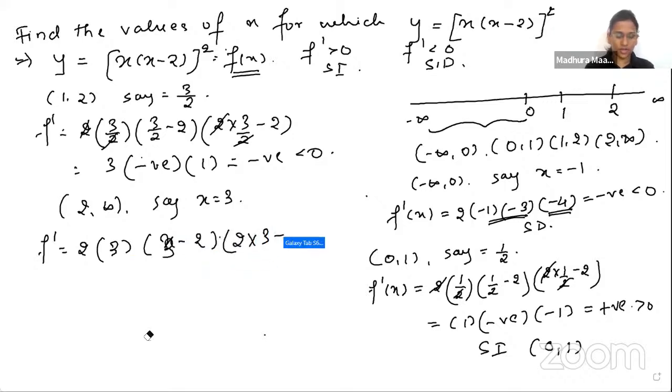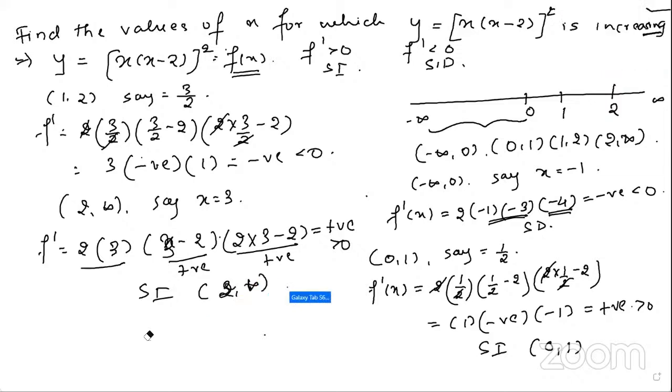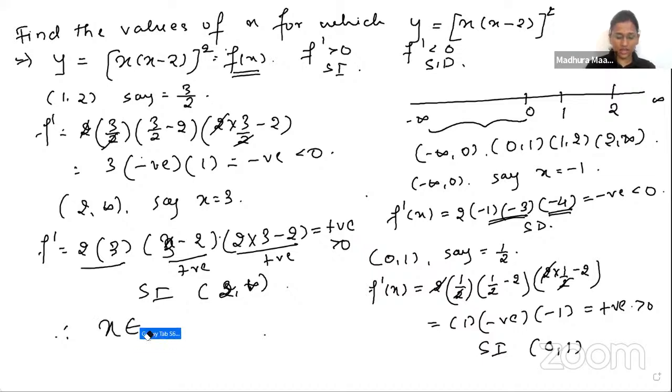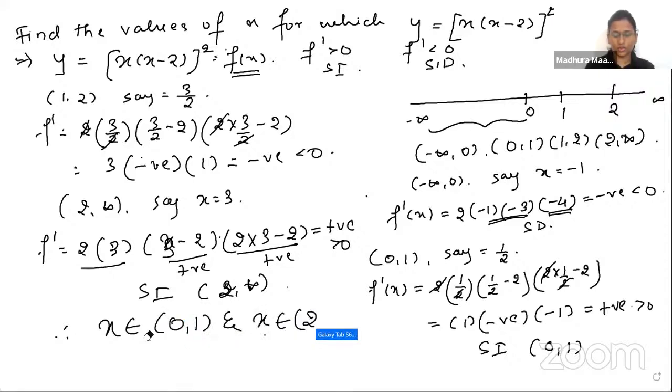2 into 3 minus 2. Will this be positive? Definitely. Yes, ma'am, it is positive. 3 minus 2 is positive, and this is also positive. So it is greater than 0. Therefore, it is increasing in which interval? 2 to infinity. Okay. Therefore, where all is it increasing? x belongs to 0 to 1 and x belongs to 2 to infinity. These are the intervals in which it will be increasing.